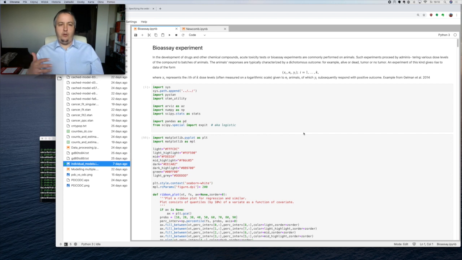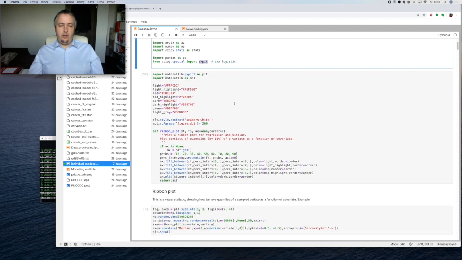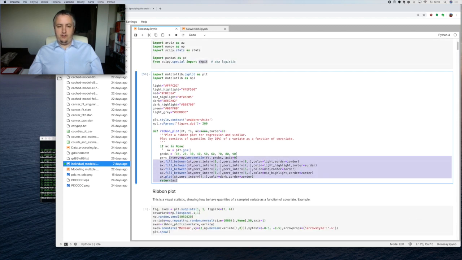And this example comes from Gelman, where this was investigated more analytically. We'll be doing it in Stan to see how it works. And what we are doing here, from packages, nothing much special. From SciPy, we will be taking the function expit, which is used for inverse logistic computation, which we'll be using for some plotting. And we have our own special function here, which is called ribbon plot.